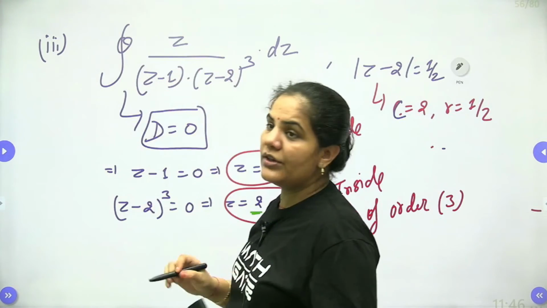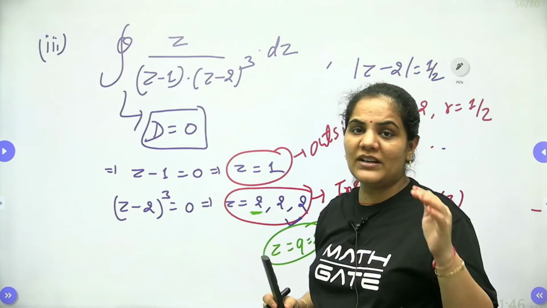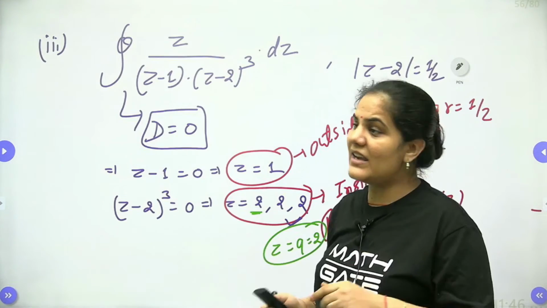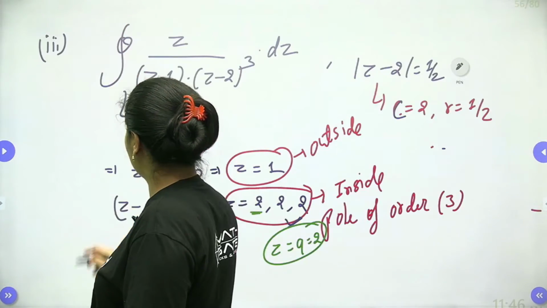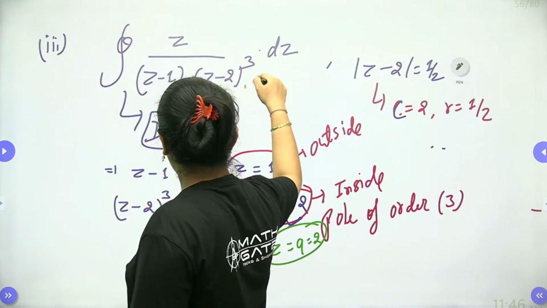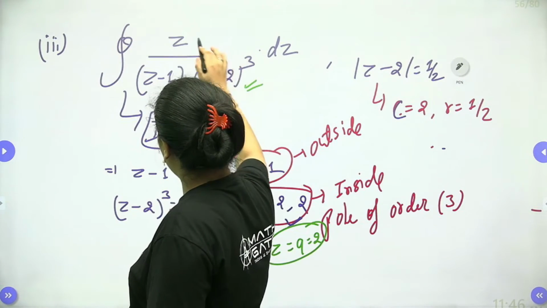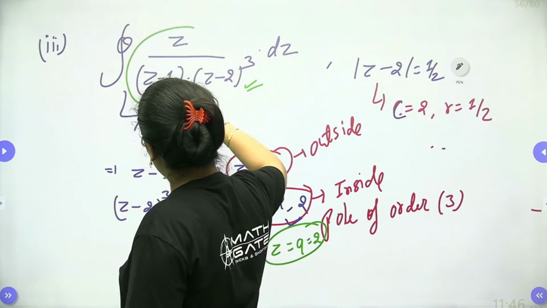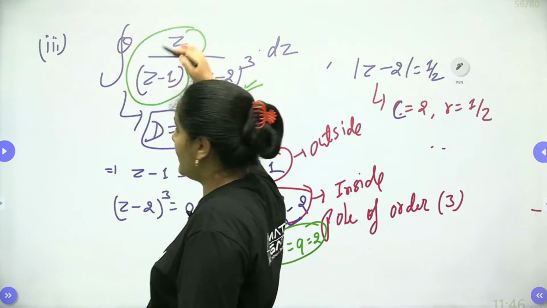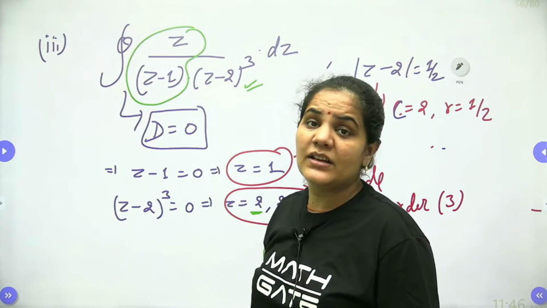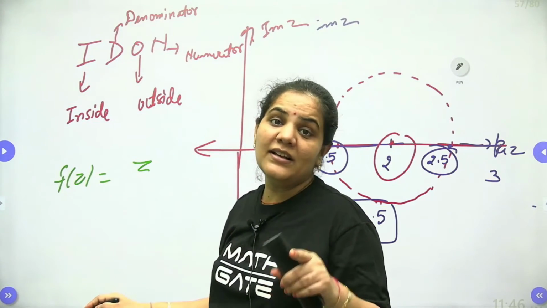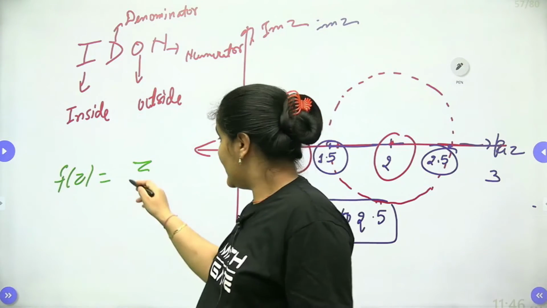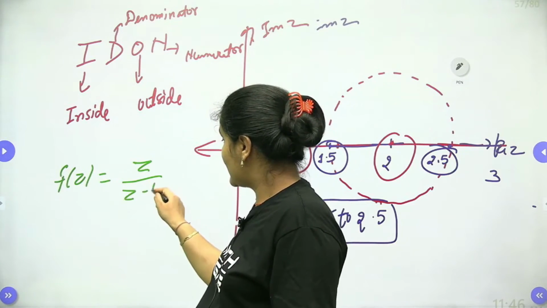As I already told you, whenever we have one pole outside and one pole inside, we use the technique IDON. So when we use the technique IDON, dear students, here the inside one will remain in the denominator, and the remaining portion will be considered in the numerator. Hence my f(z) will not become only z. My f(z), function of z, will be z by z minus 1.